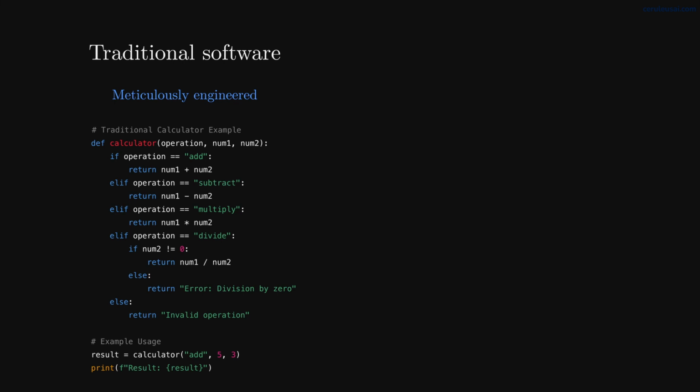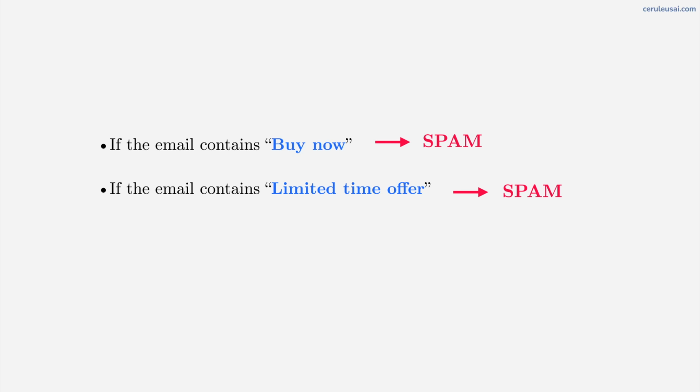Consider something like an email spam filter, and this is a classic example. You could start by writing rules such as, if the email contains "buy now," flag it as spam, or if the email includes the phrase "limited time offer," also flag it as spam. But you might see the problem already.